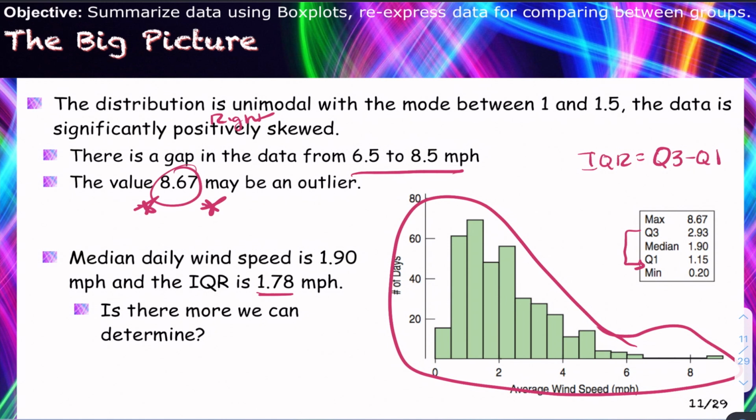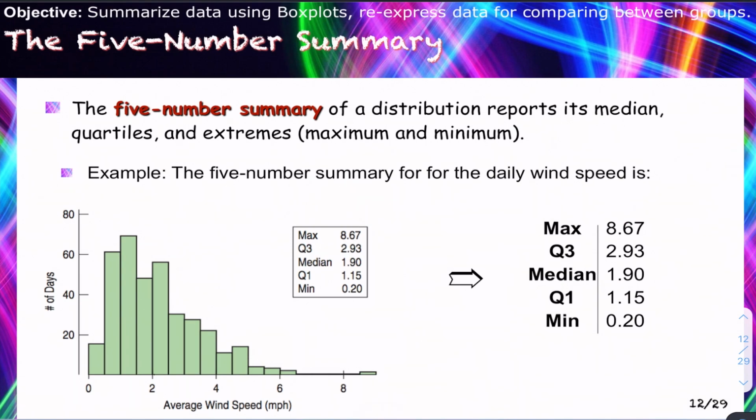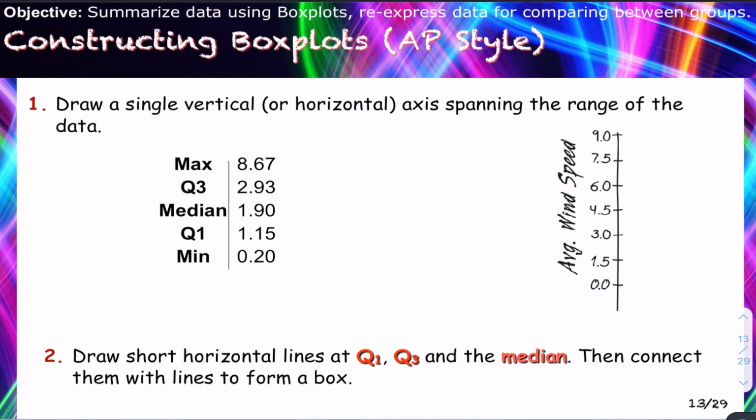So my question to you is, is there more we can determine? The 5-number summary of the distribution reports the median, the quartiles, and the extremes. As we've seen, we have our max, our Q3, our median, our Q1, and our min. But what else do we need? So let's go about how you construct a box plot.